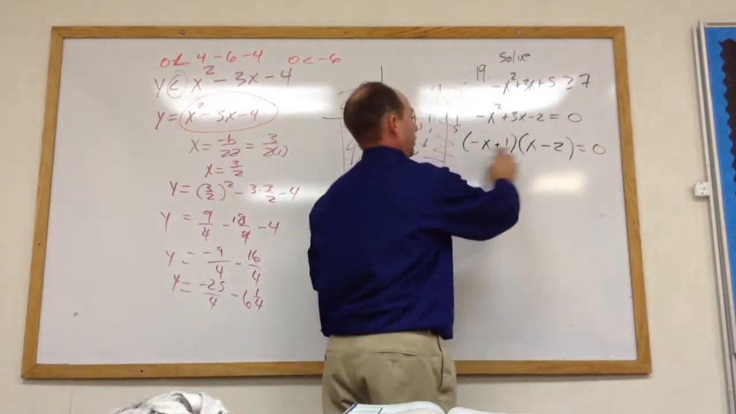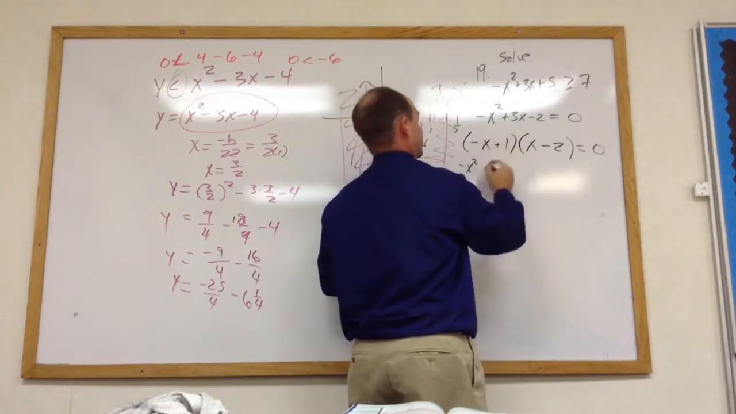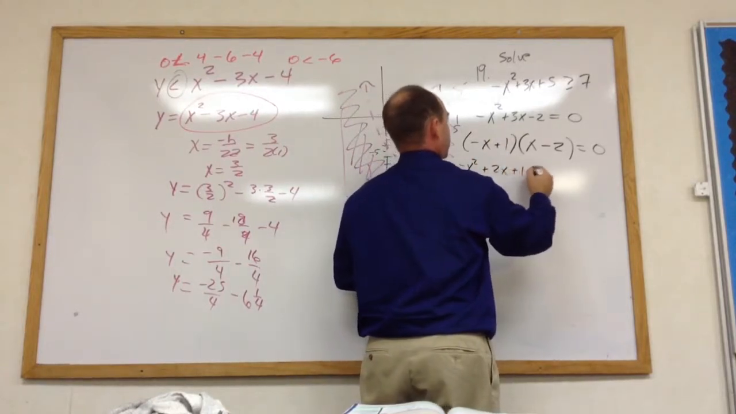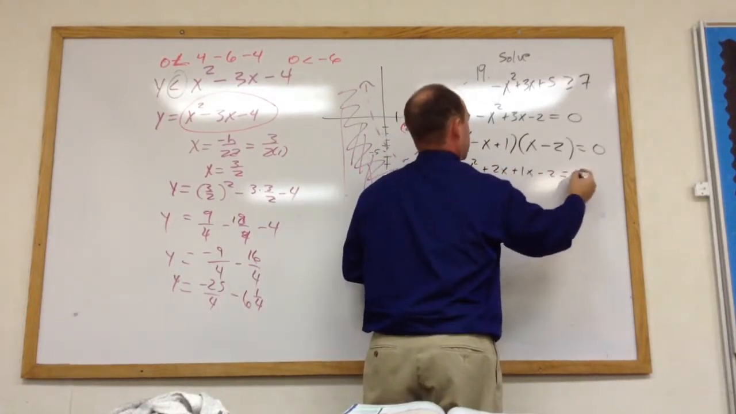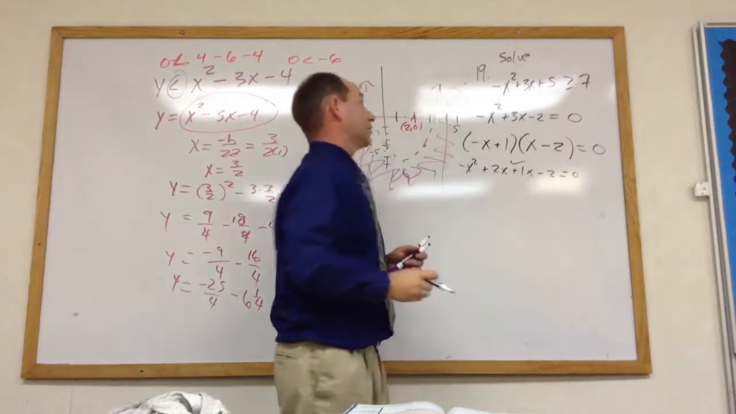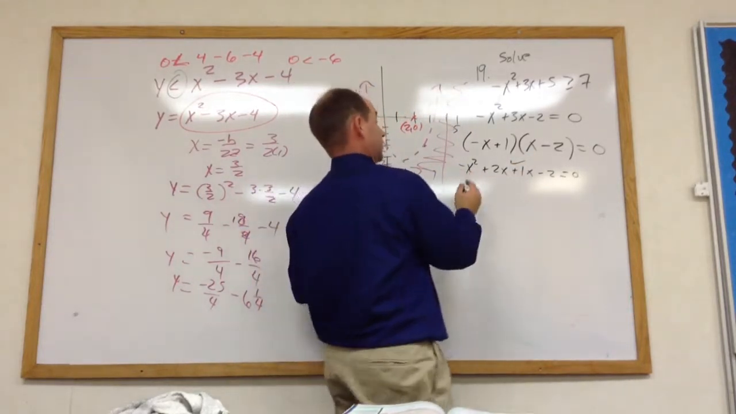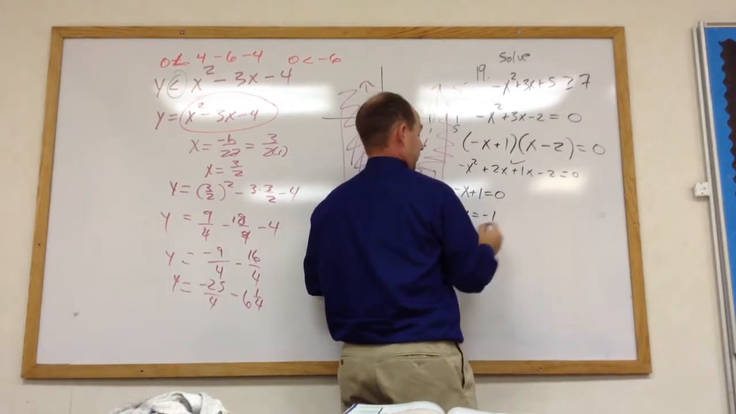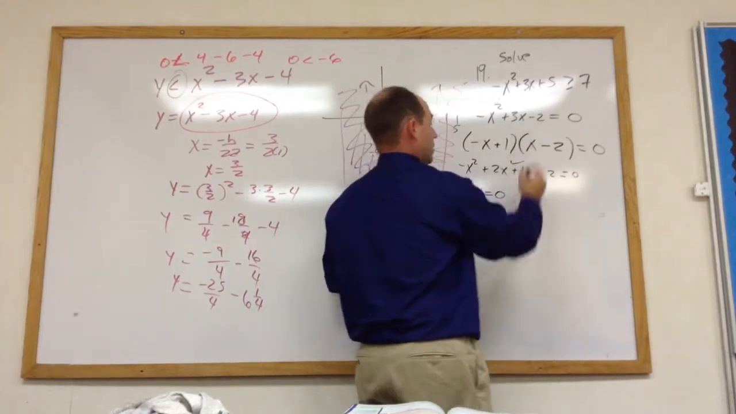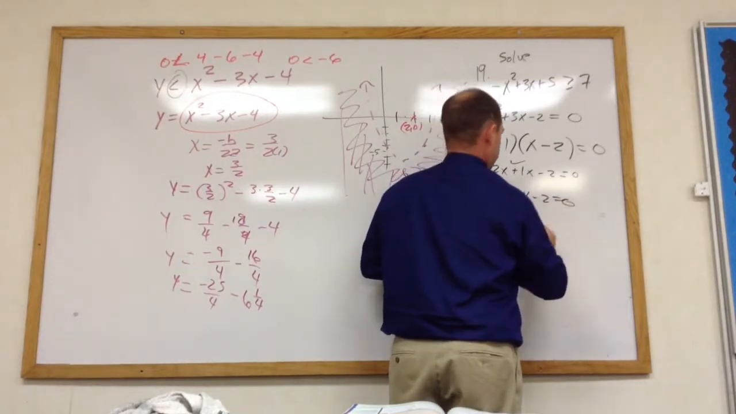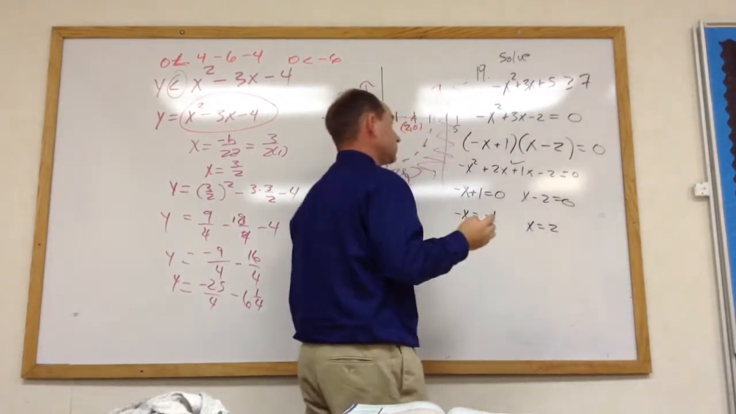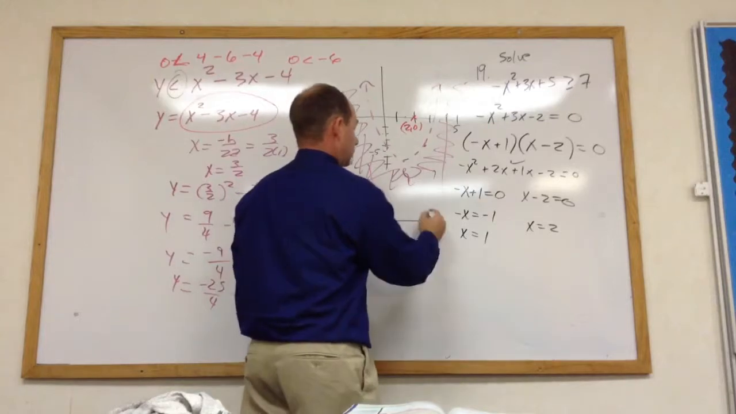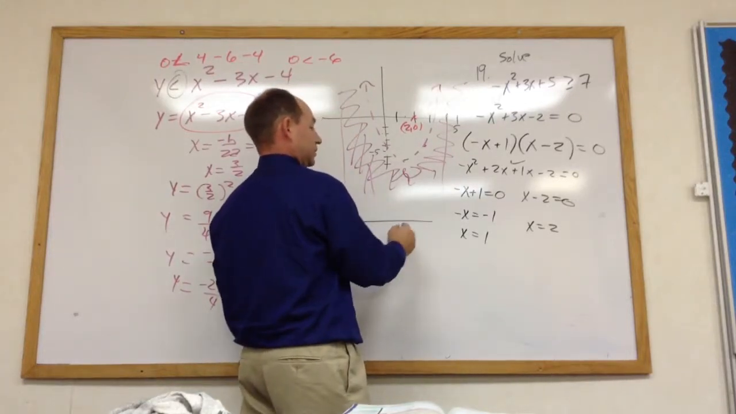Let's see what I get in the middle. That's negative x squared, that's positive 2x, positive 1x, minus 2. Yep, check. There it's factored. So here's the places where it's equal to 0. When the opposite of x plus 1 equals 0, when the opposite of x equals negative 1, when x equals 1. Or when x minus 2 equals 0, aka x equals 2. Now, these are the places where it's equal. Okay, let's check our regions.